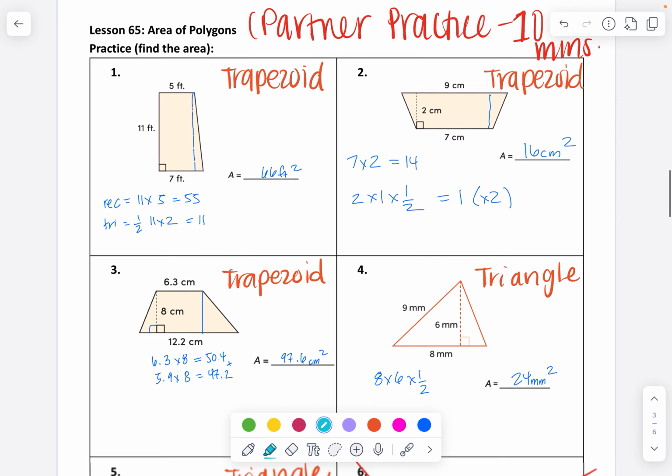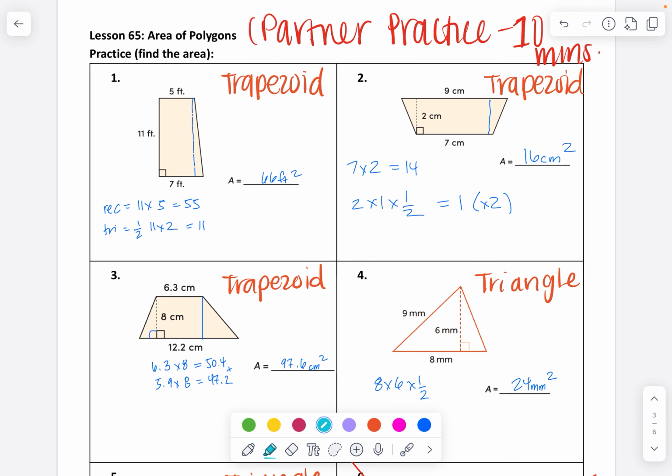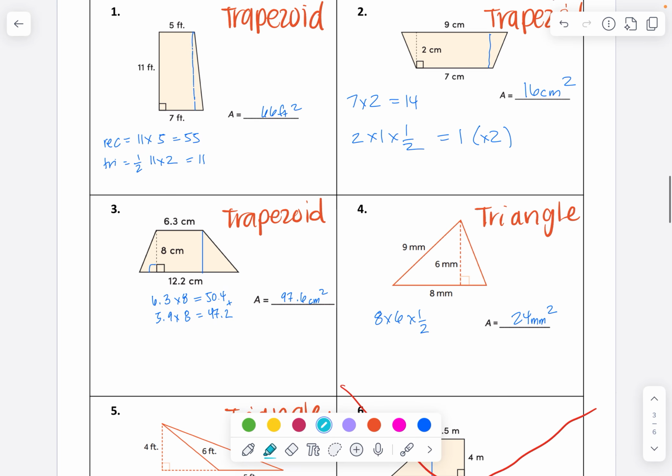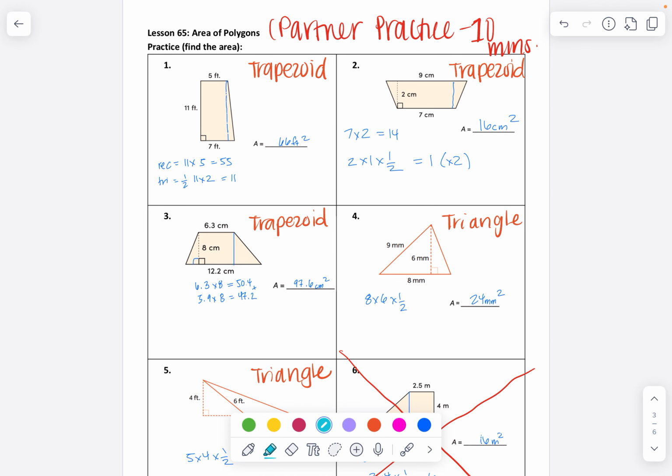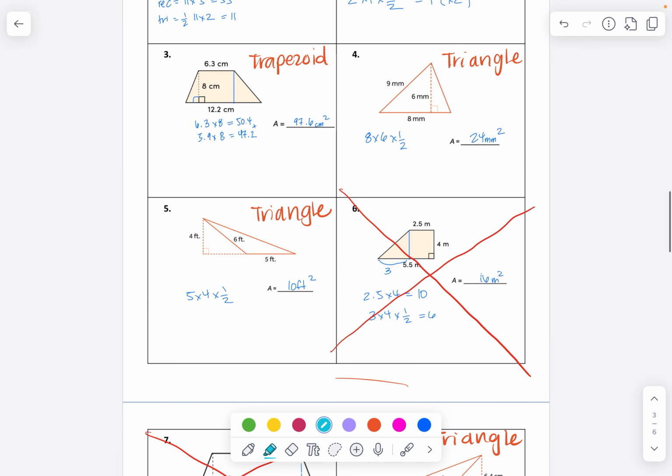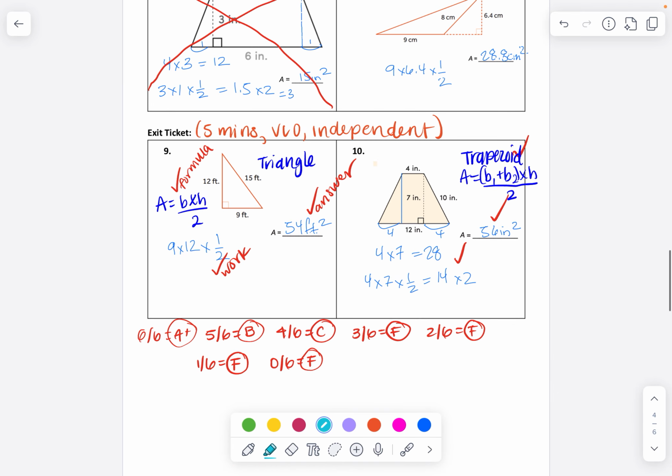And from there, students are going to do some practice work with trapezoids and triangles. I've crossed out some of the questions just so students have 3 at-bats with trapezoids and 3 at-bats with triangles. Again, we have seen over the past few days that they have practiced how to do both. However, they have not practiced them within the same setting. And so it'll be interesting to see how students are using the formulas interchangeably in the same day within 15 minutes. Okay, and so then the last thing is their exit ticket, 5 minutes, volume level 0, independent.